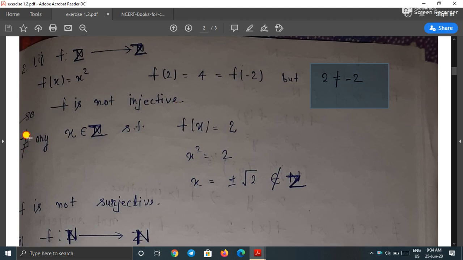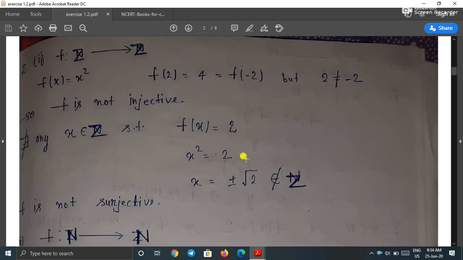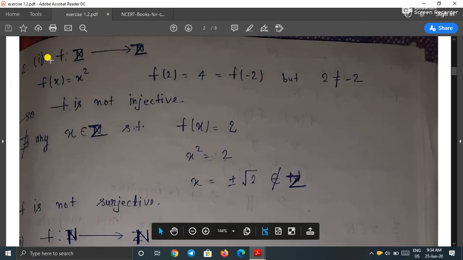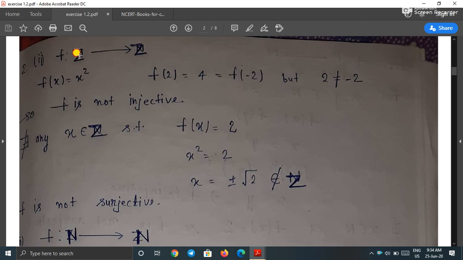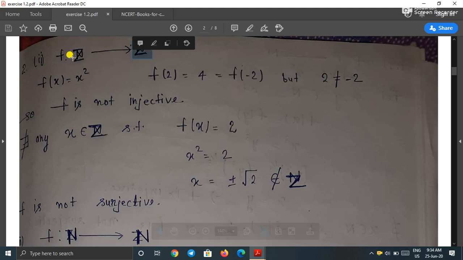Now see the surjectivity of the function. Surjectivity means to check whether the function is onto or not. But dear student, there does not exist any integer whose image is 2. Okay, means 2 has no pre-image.